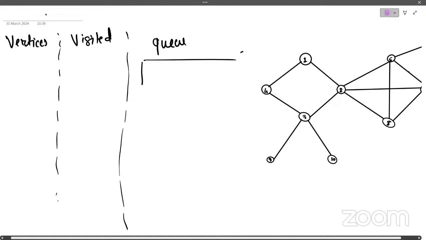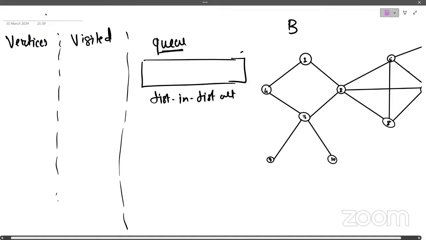So a queue is basically a structure in which every entry is processed using the rule first in, first out. Whatever I input first, I have to process first. For example, if you stand in a queue, whoever is standing before you will get the thing before you, right? So that's the concept: first in, first out.